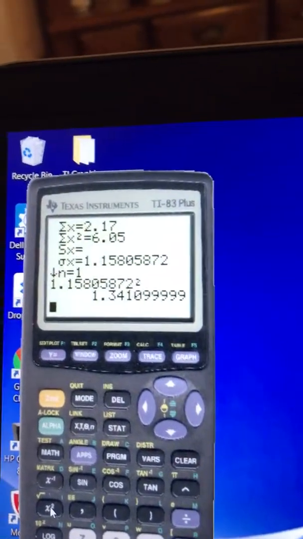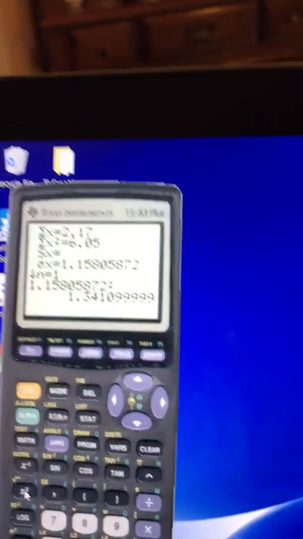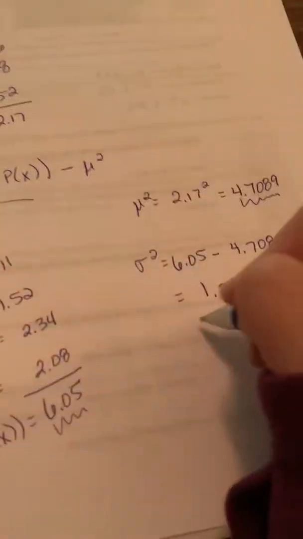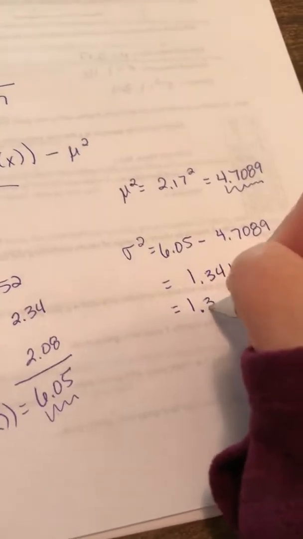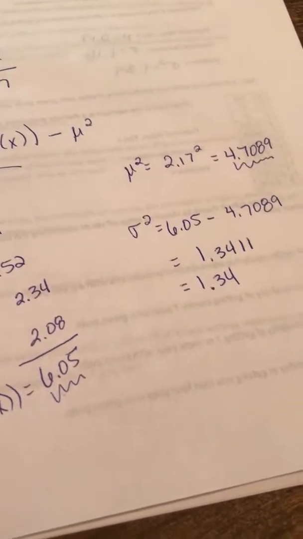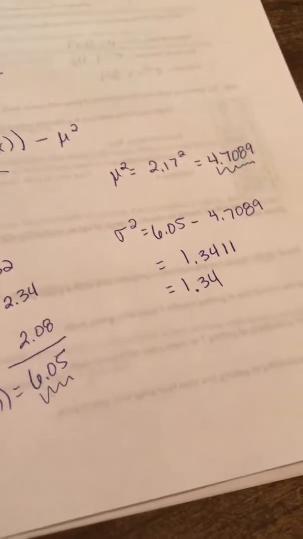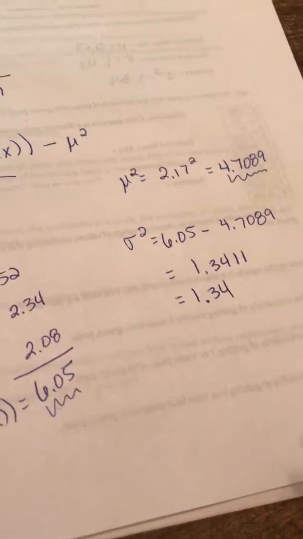So it's the same. The calculator is more accurate, so it has more decimals than what we have, but if we round to 2, we get the same thing the calculator got. And sometimes when you do this by hand versus the calculator, you may have 1 decimal off when you round. It may be 1.33 or 1.35 or something, which is okay as long as you're close.